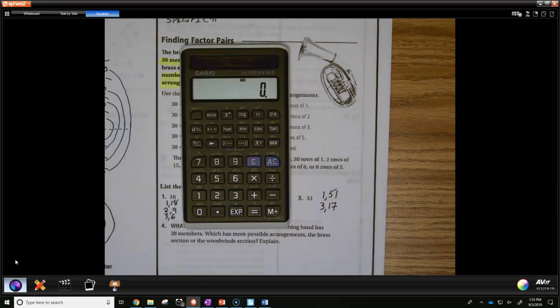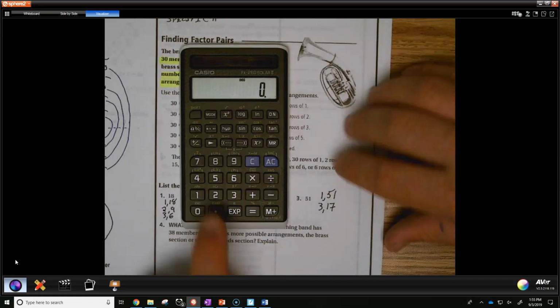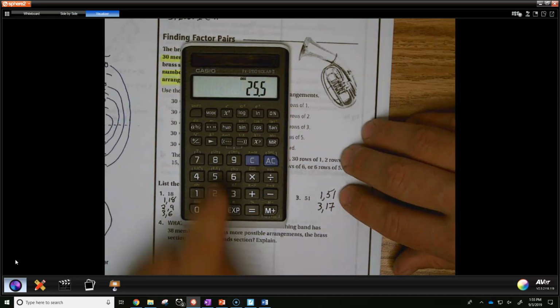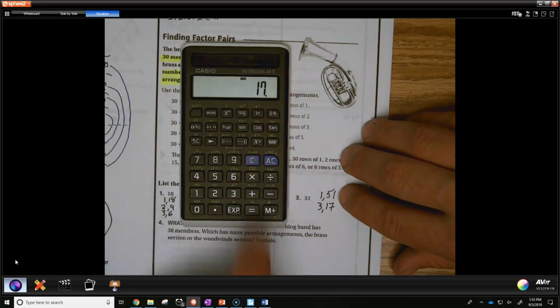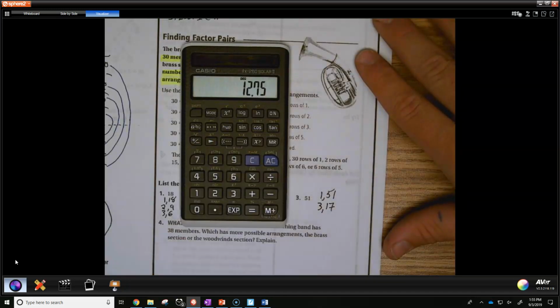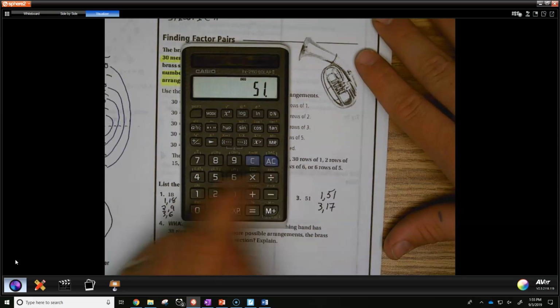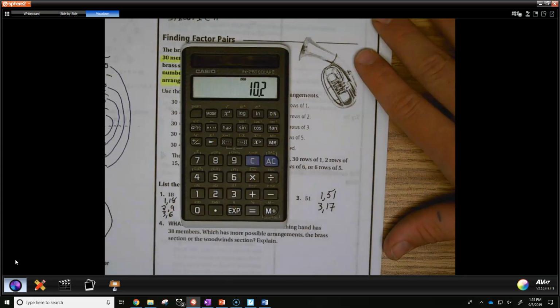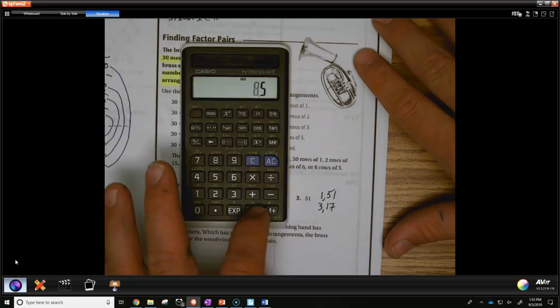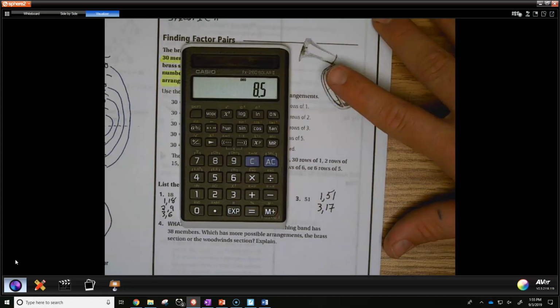This is the way I would have done it, doing that upside down rainbow. We know 51 and 3, or 51 and 1. I would have done 51 divided by 2. Doesn't work. 51 divided by 3 is 17. That one works. So that's a factor pair. 51 and 4 doesn't work. 51 and 5. Man, am I going to have to check 100 of these? No. I did 5.